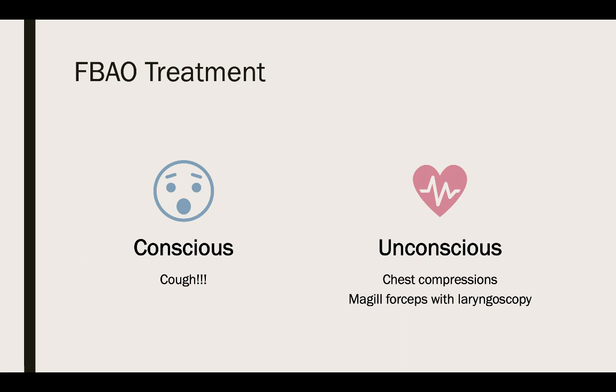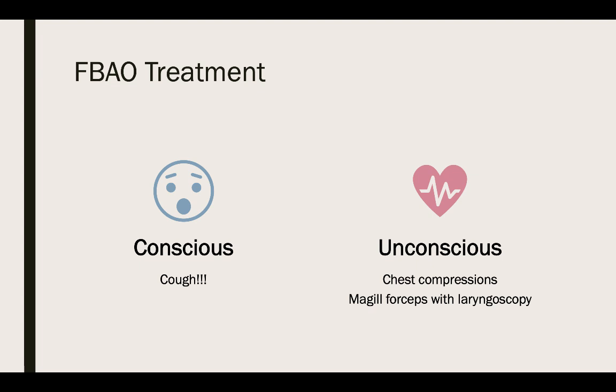So what do we do? We've got a patient with a foreign body airway obstruction. If they're conscious and they're coughing, tell them to cough. That is the best way to remove that foreign body. We can't do anything better than the body coughing and using the body's muscles to expectorate that foreign body. So coach them to cough. Try to reassure them, but just coach them: keep coughing, keep coughing, keep coughing.